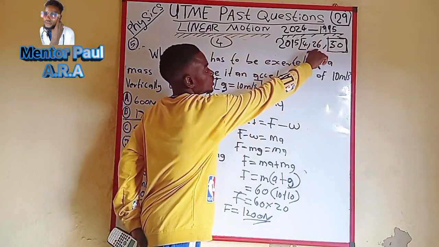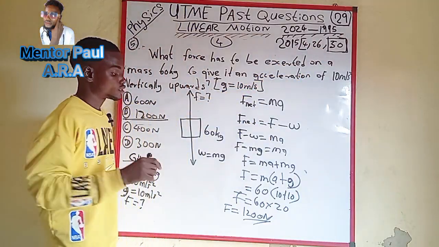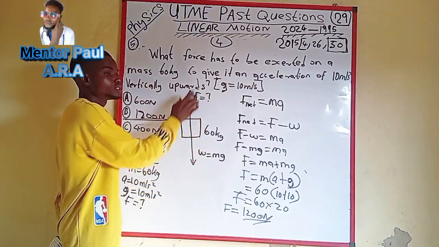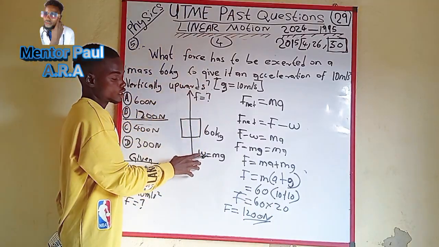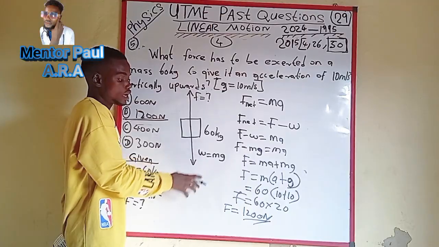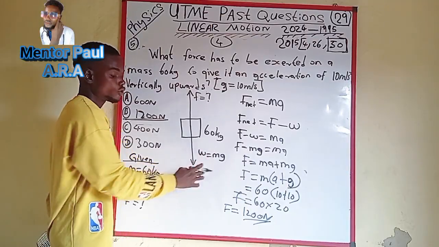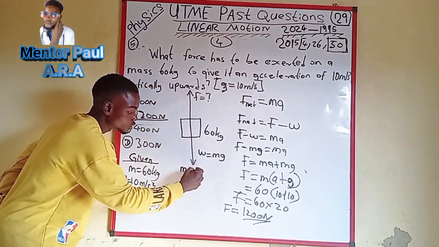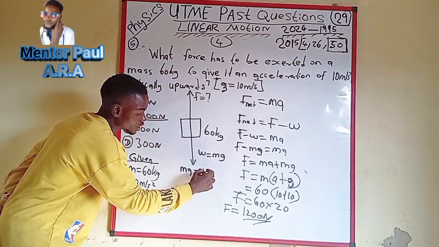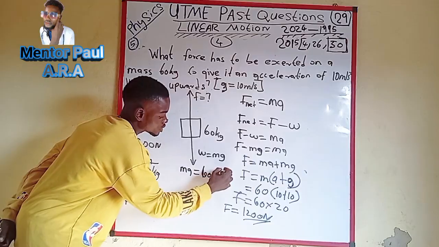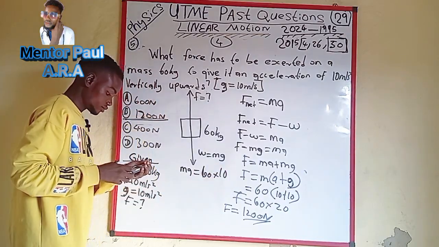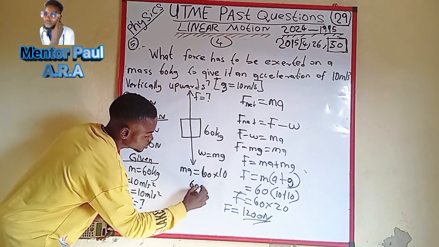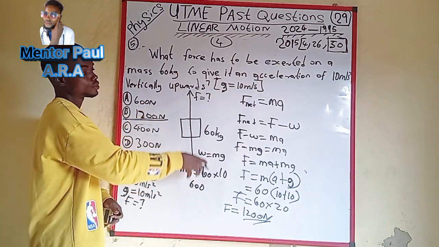Now let's go to the next part of the question. Before that, note that this is the force that is going to be pulling this body upward, and another force is going to be pulling it downward. Now let's calculate the force pulling it downward, though that's not the question. So mg, which is the force pulling it downward, is equal to the mass, which is 60, times 10. 60 times 10 gives us 600. So 600 is pulling this body down.